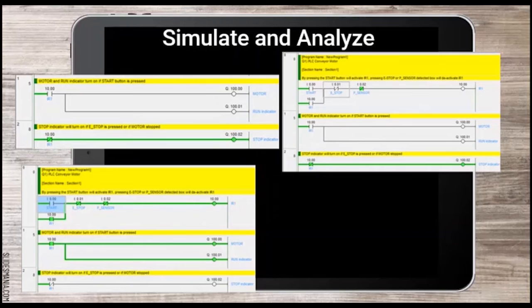We move to the third figure. When the emergency stop or stop button is pressed at rung 0, the current will be interrupted. Coil IR1 becomes active low. The IR1 normally open and normally closed contacts go back to normal condition. At rung 1, the motor will stop and the run indicator will turn off. At rung 2, the stop indicator is on.